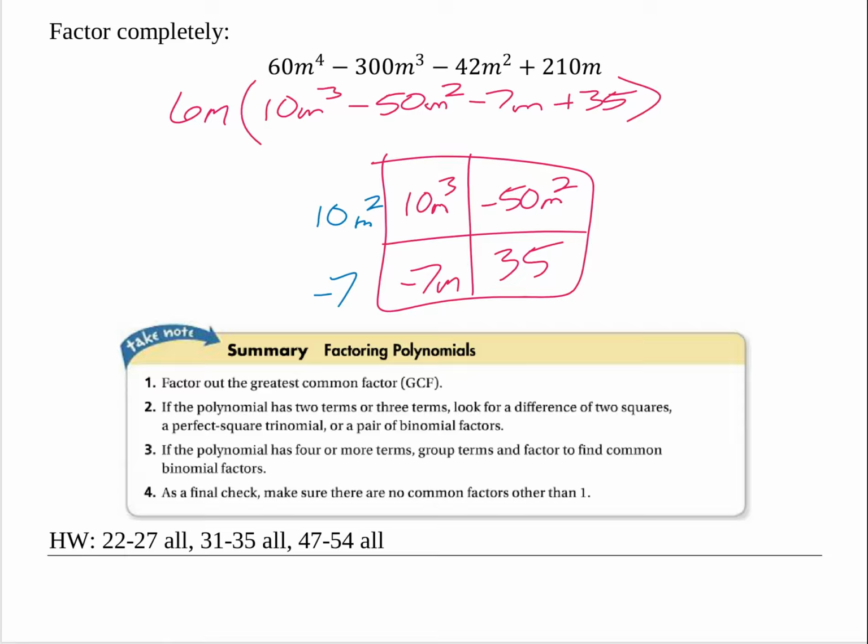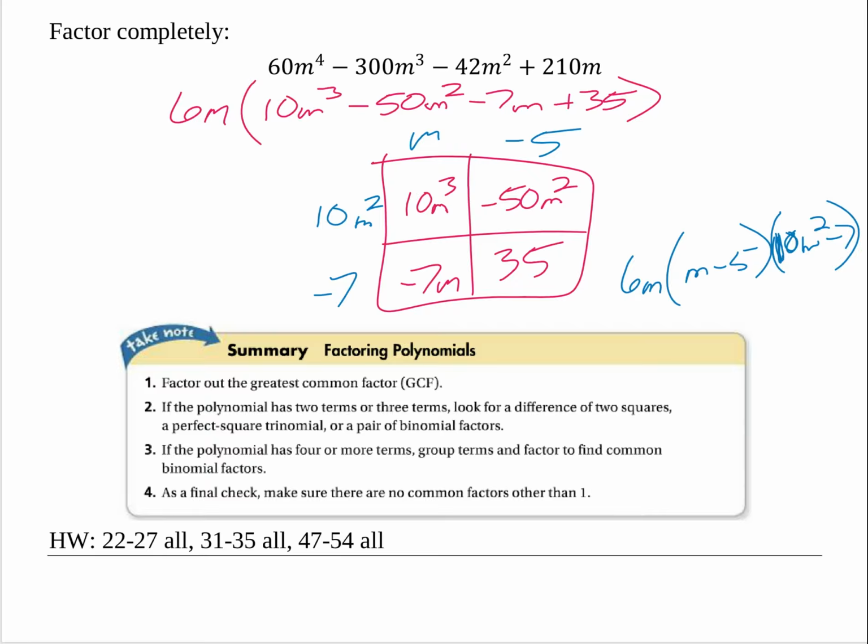First column, m, just M. And the last column, negative 5. Negative for sure. 5 times 7 is 35, and 7 is prime, so it can't go any bigger than 5. So it's negative 5. All right, so what's our answer then? 6m times the quantity m minus 5, times the quantity 10m squared minus 7. That's it. Okay? Pretty easy when you do it this way.